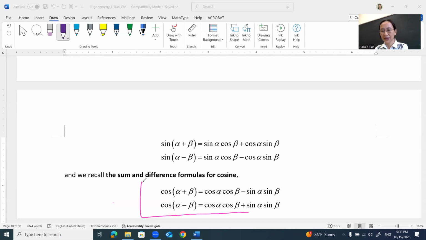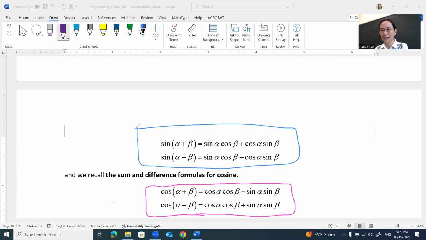Now, in the previous lecture, we know the difference formula for cosine and the sum formula for cosine. The two formulas were introduced and they can be proved. So we have the two identities: cosine of a sum, cosine of a difference. How can I derive the other two identities?